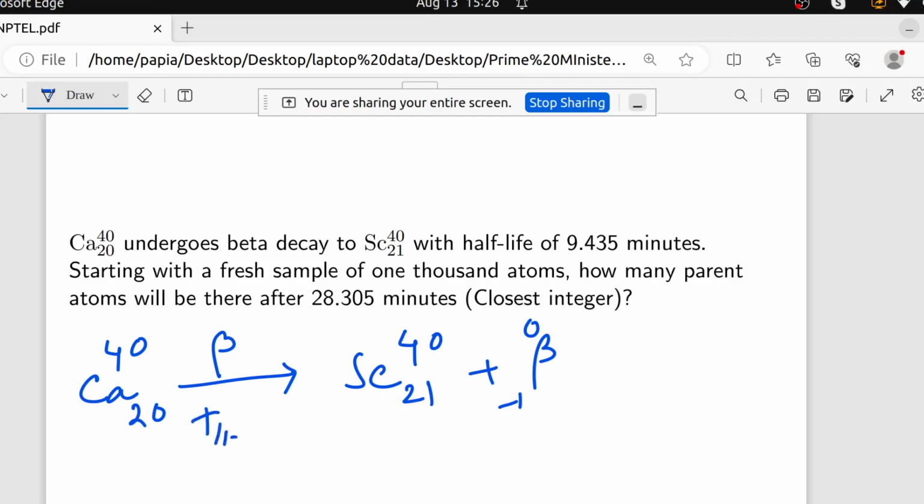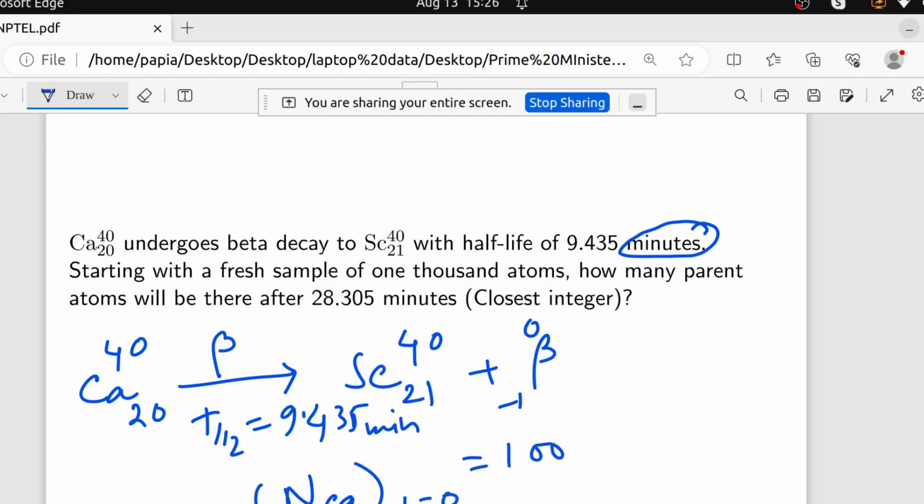It has a half-life T half equal to 9.435 minutes. It is in minutes. Just remember that unit also here. Starting with a fresh sample of 1000 atoms means N of calcium at t equals 0 was 1000 atoms. How many parent atoms will be there after this many minutes? It is also given in minutes, right? So at t equals 28.305 minutes, what will be the value of N?